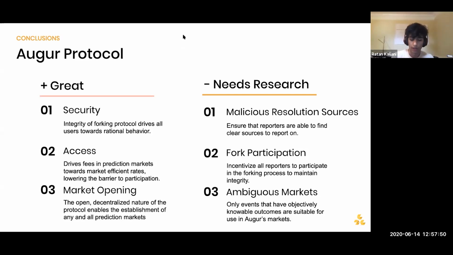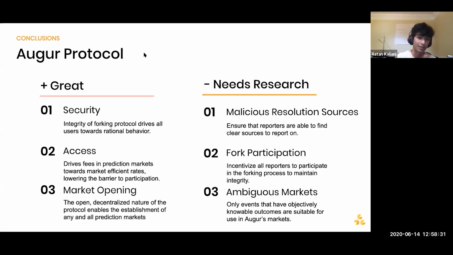So yeah, we'll now be wrapping up, and this is where we're going to take a look at the exact benefits of the Augur protocol, as well as expansions that we're seeing in V2 as well as in the future. So the Augur protocol really maintains a significant advantage in comparison to other protocols in terms of its security. The integrity of the forking protocol really drives users towards rational behavior. It ensures that users are incentivized to report outcomes that align with those that we see in the real world. And it ensures that whenever those outcomes are reported, in the vast majority of cases, they align with what we see in centralized betting markets.